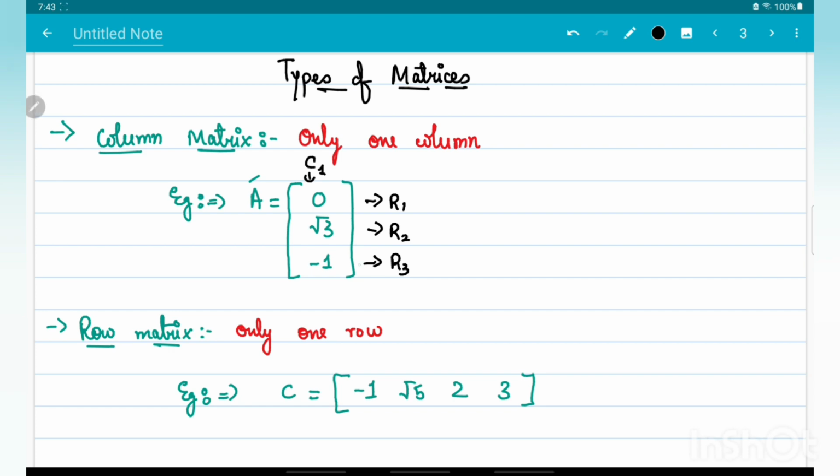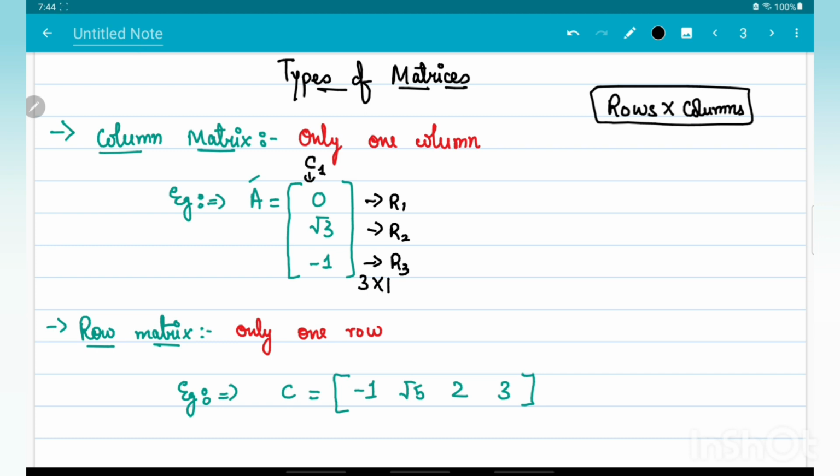Now if you ask me what is the order of this matrix. If you remember, in order to write the order of a matrix, we write it in the form of rows into columns. Okay. So this is the basic thing in writing the order of a matrix. Now if you see for this matrix A, it has 3 rows and 1 column. So I write it as 3 rows and 1 column, that is 3 by 1. So 3 by 1 is the order of this matrix.